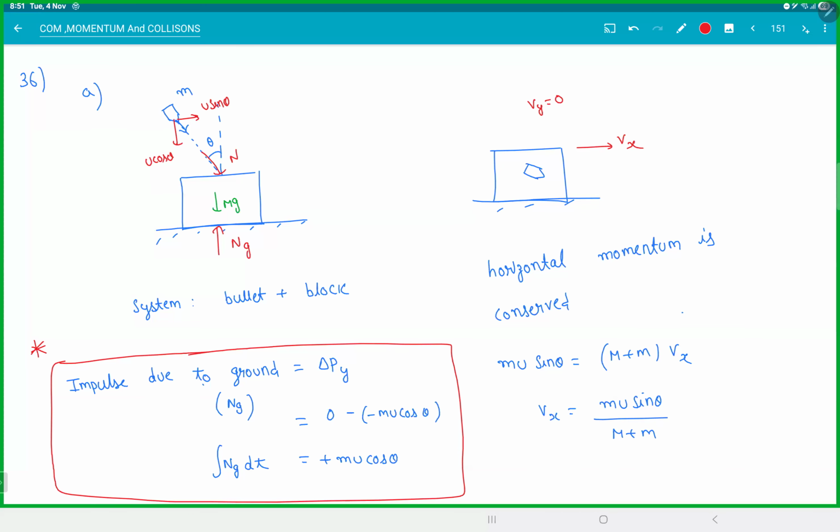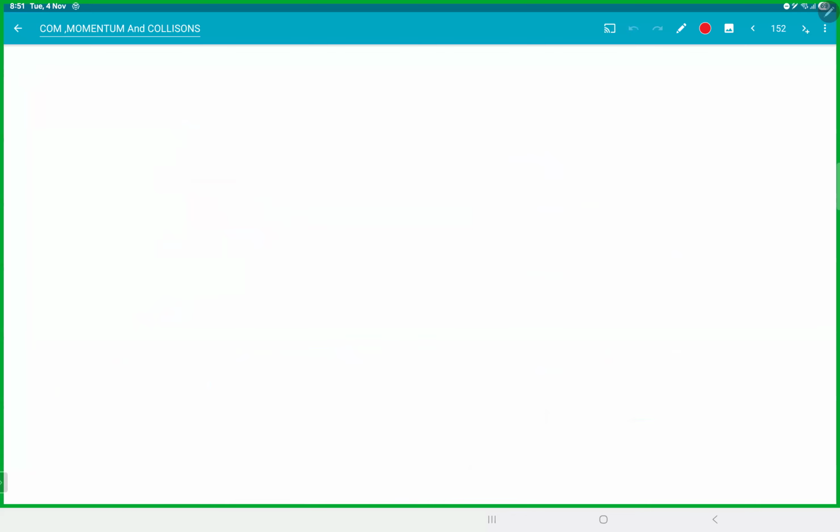What about the second one? Now for the second one, when I draw the same picture, you will notice something. This N is impulsive, fair enough. Because of that, N ground becomes impulsive. Because of that, friction also becomes impulsive. Now I can't conserve horizontal momentum, right? So horizontal momentum is gone. So let me draw the picture.